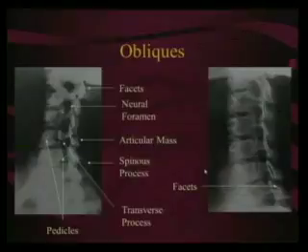Here's some anatomy review for your obliques. The facets, they're like little shingles on a roof. The neural foramina, articular mass, the spinous process is off to the side. And again, the pedicle, this is the opposite pedicle, this is the pedicle on the side that you're looking at. And then again, little facets are going to be like shingles on a roof. And there's a reason why, and we'll see that in a little bit.